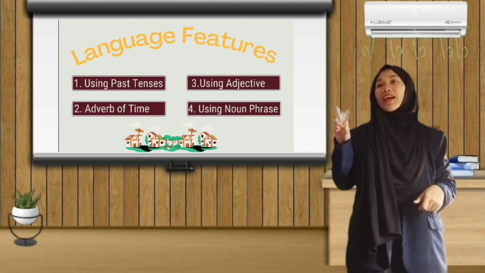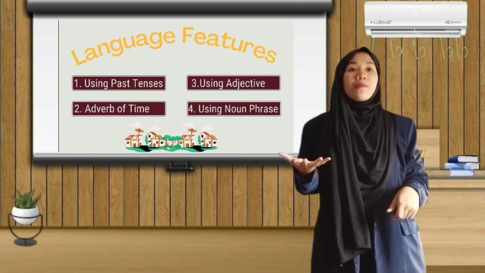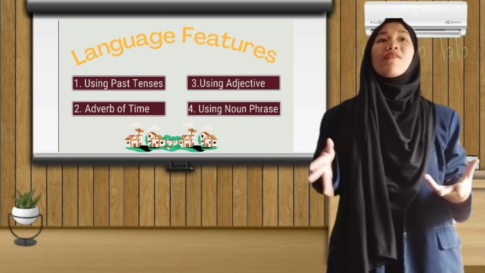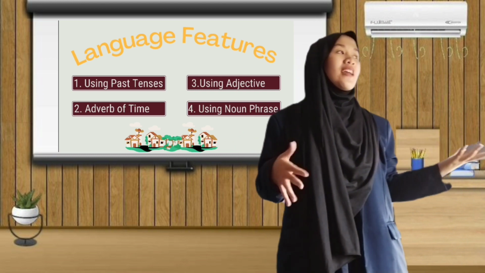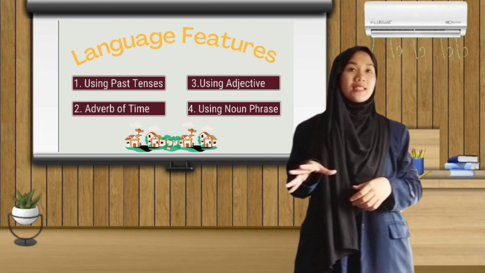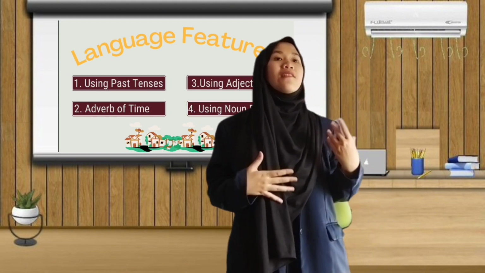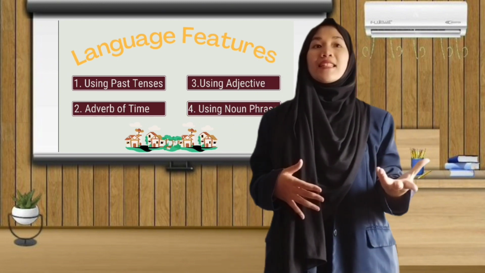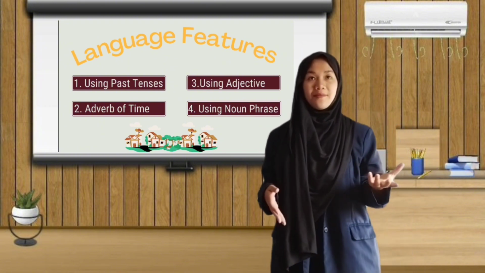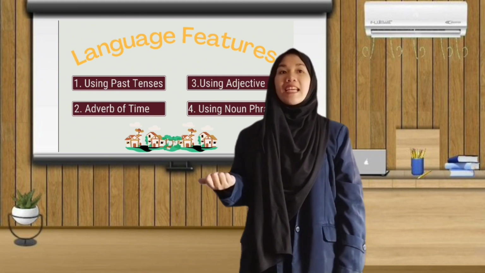Okay, the second we have adverbs of time. An adverb of time is a word that gives information related to when events occur, how long, and how often they take place. In narrative text, adverbs of time help to clarify the context of the sequence of events in the story.